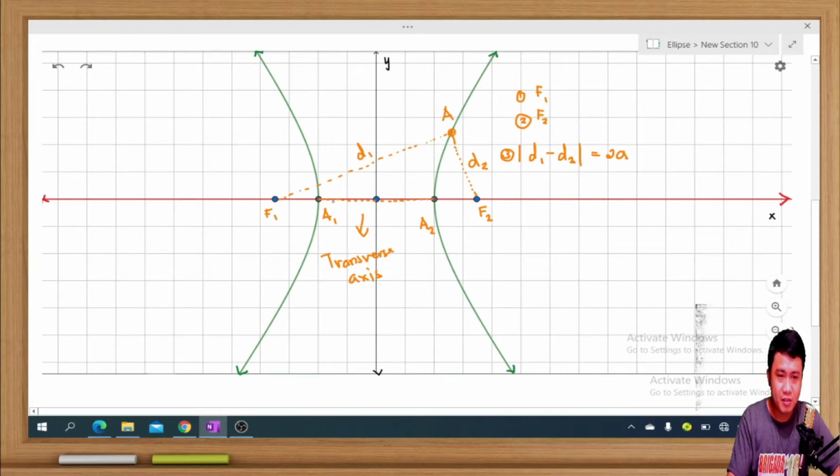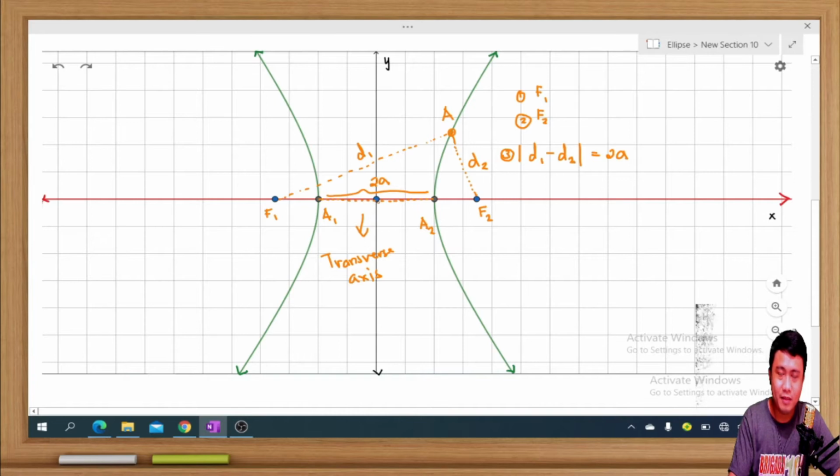At ang medyo maganda dito, yung ating length ng transverse axis, yan din po yung difference or absolute value ng differences ng mga distances. So, the length of the transverse axis is just equal to 2a. Yan. So, sana hindi kayo malito dyan. And of course, pag 2a yan, ano kaya itong point na ito?